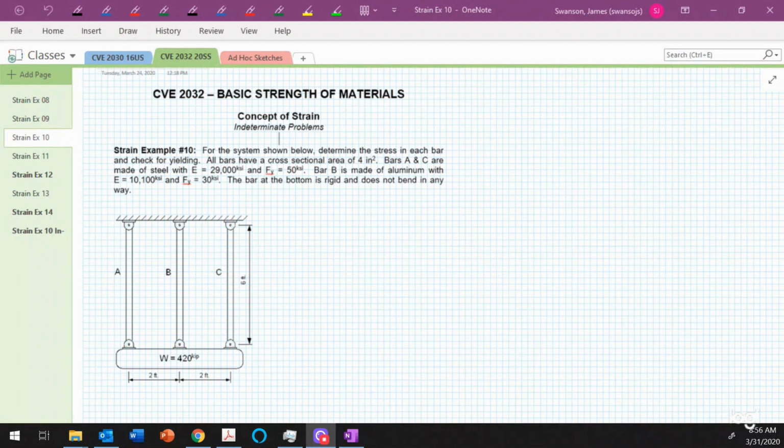So the problem reads that for the system shown below, determine the stress in each bar and check for yielding. All bars have a cross-sectional area of 4 inches squared. Bars A and C are made of steel. Bar B is made of aluminum, and the horizontal bar at the bottom is rigid and does not bend in any way.